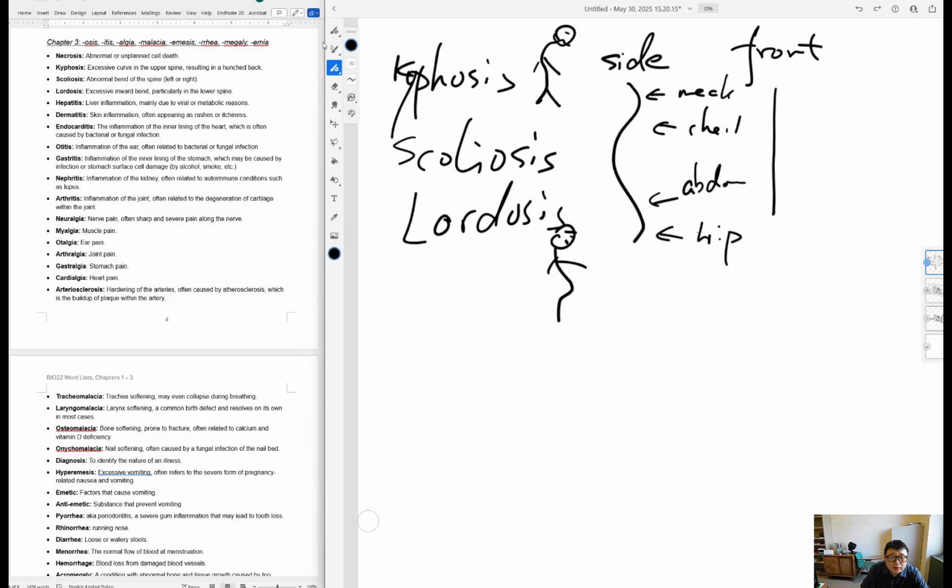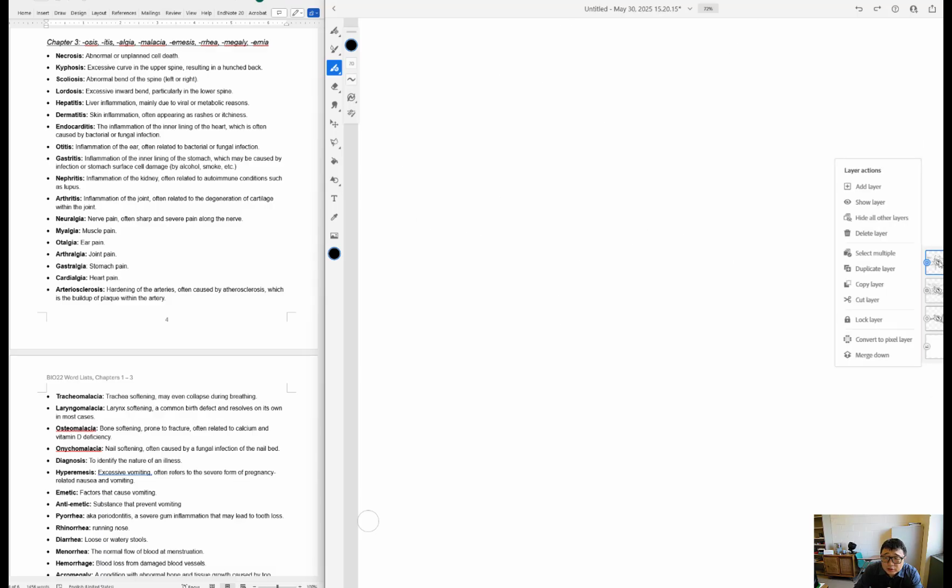However, this one, scoliosis, is the side bend. See, this in the front should be very straight. However, these people may have a bend. So that's a different type of bend of the spine. And that's it for the spine curving. Okay, next one.